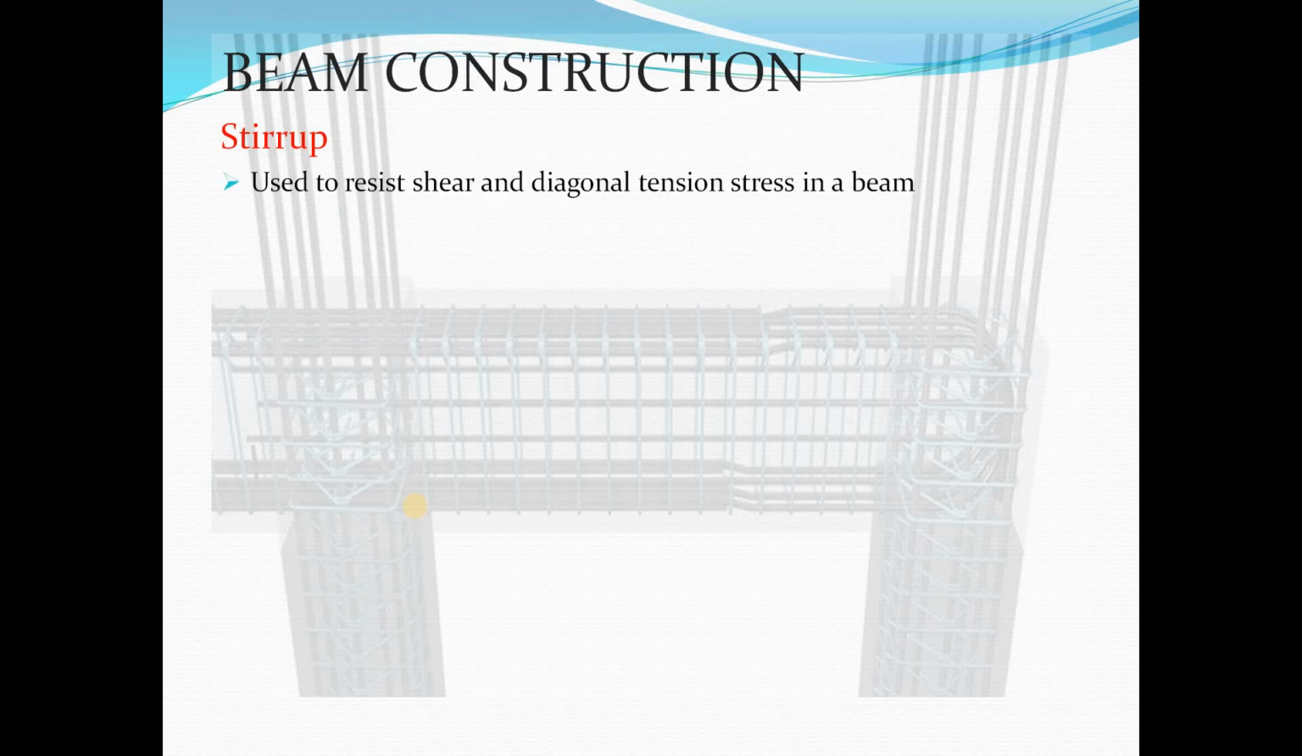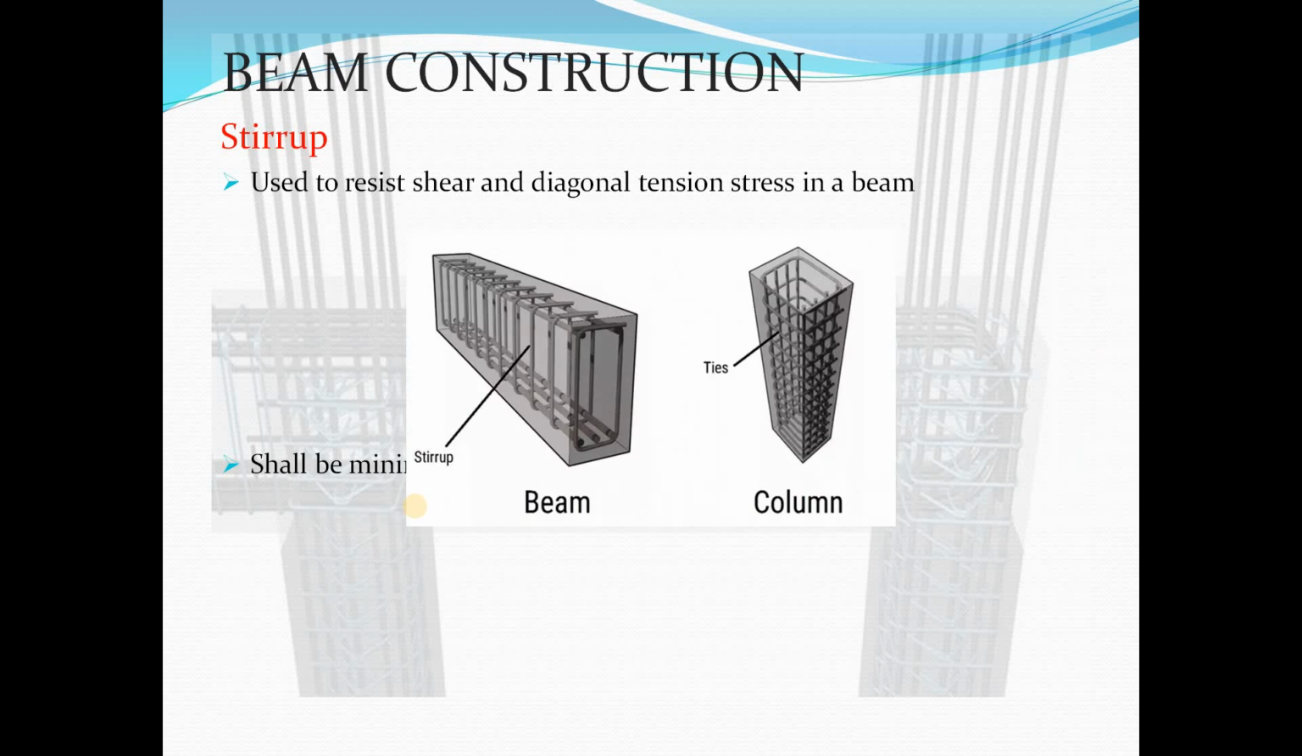Stirrups. Stirrups are used to resist shear and diagonal tension stress in a beam. They shall be a minimum size of 8 millimeters. Here's a beam, and there's a line indicating the stirrup in the beam.